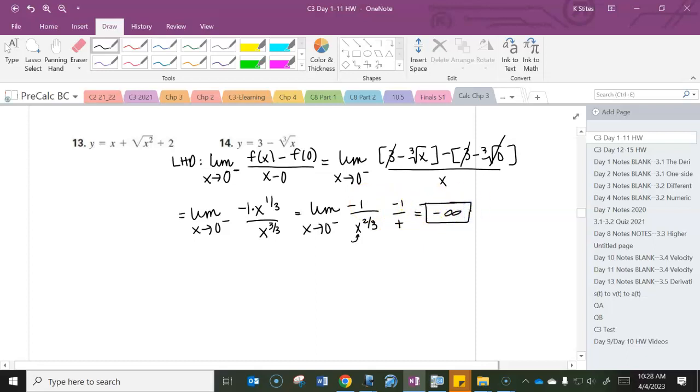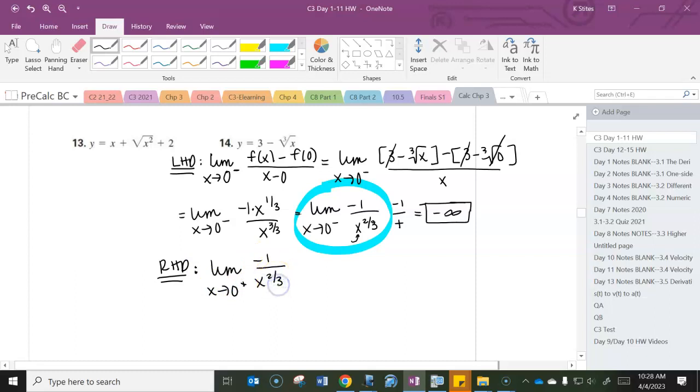All right, and now we're going to do the right-hand derivative. And we're just going to jump to this step because all the algebra is going to be the same. This is just the limit as x approaches 0 from the right, and you have a negative 1 over x to the 2/3. And you're going to see when you plug in a positive number for x, it doesn't change anything because you still have a negative 1 on top, and you'd still have a positive on the bottom. So this gives you a negative infinity again.